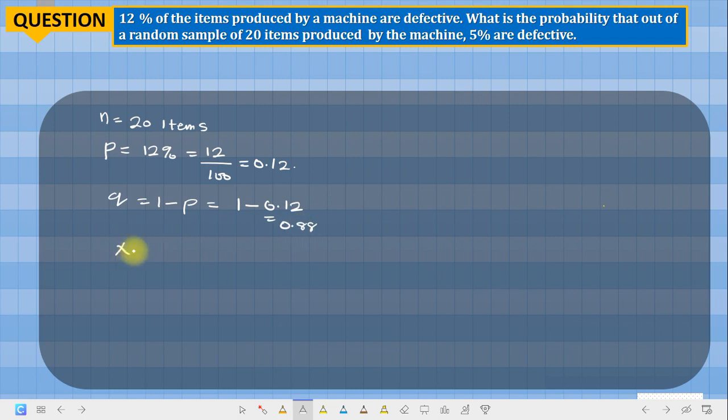Now, what is our X? Our X is the probability we are asked to find. Find the probability that 5% will be defective. So, our X is 5.